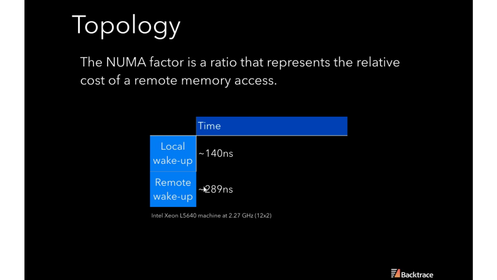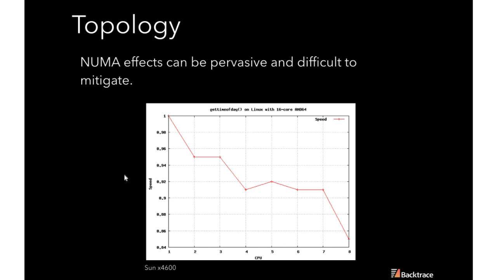Over here we have the results of a very simple benchmark, which was just doing a point-to-point wake up from 2 threads. And we can see the cost of a local wake up is significantly cheaper compared to the cost of a remote wake up on a thread on another socket. This is very important to take into account. NUMA factors can be very difficult to mitigate.